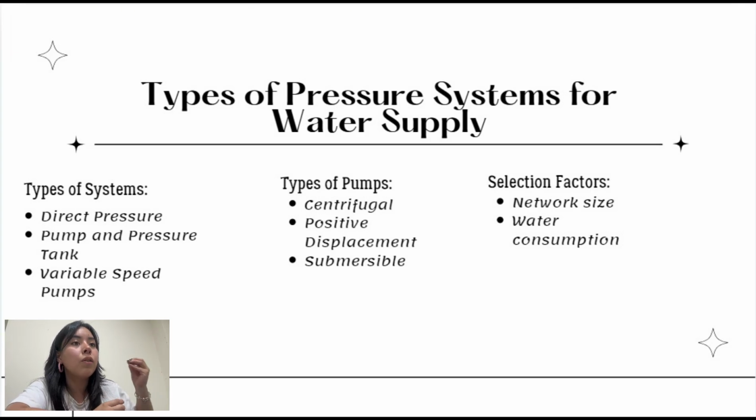This uses the water pressure from the public supply, and it is simple, but it can change if the public water pressure changes. The second system is the pump and pressure tank system. Here, the pump pushes the water into the tank, where it's stored under pressure until we need it. And finally, there is the variable speed pump system. This system is more efficient, but it depends on changing the pump speed based on how much water we need.